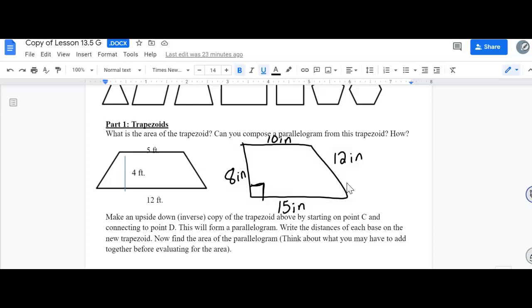Okay, what did you come up with? What 2 shapes could we create? Sejal? A rectangle and a triangle. Did you cut it right there? Awesome. Can we find the area of a rectangle?